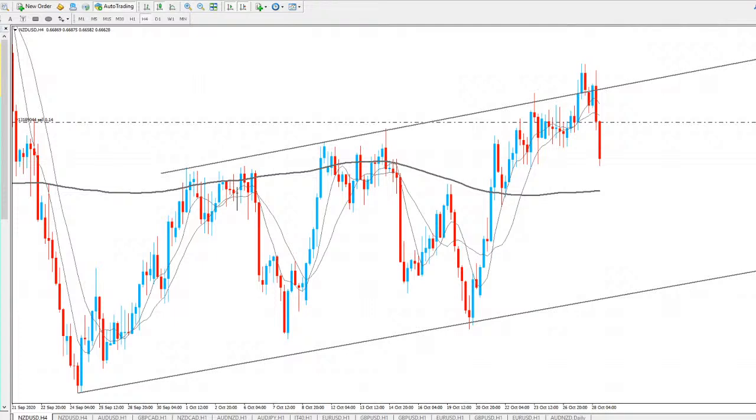Okay, so before I end the live stream, I'm going to quickly go through the charts and see what's happening since I last talked at 9 a.m. So I'm going to start off with AUD/USD for this one.